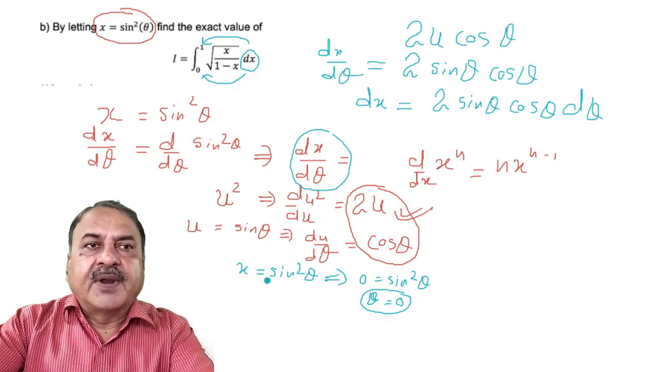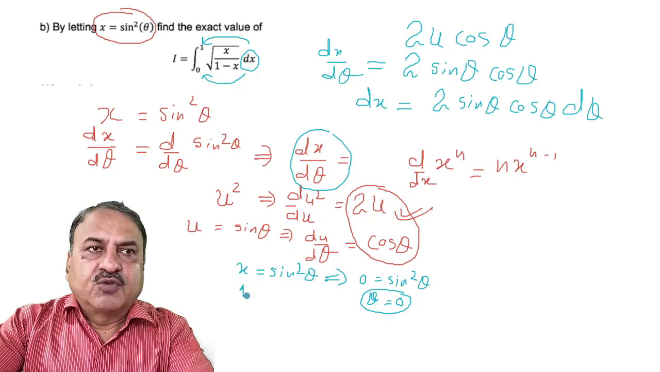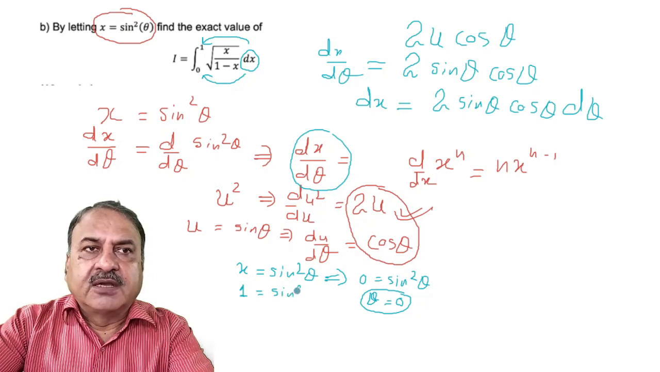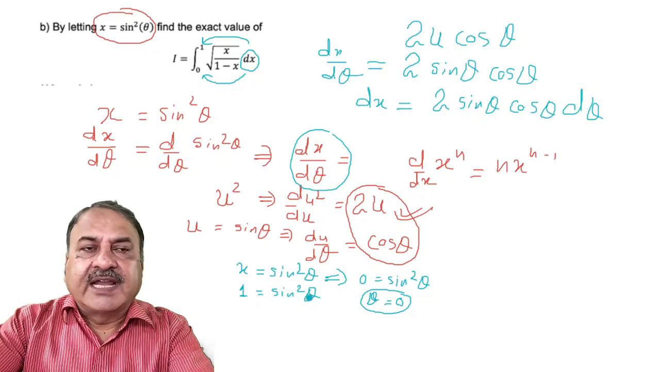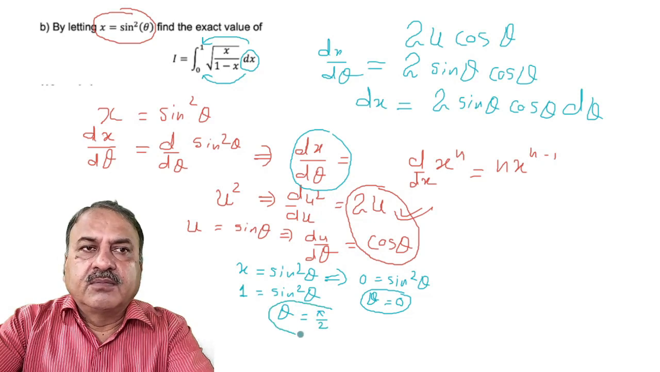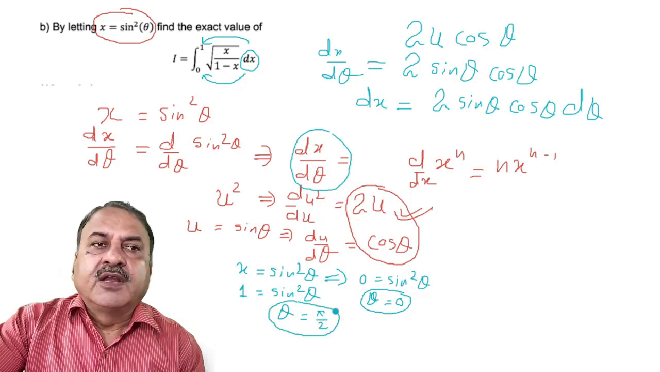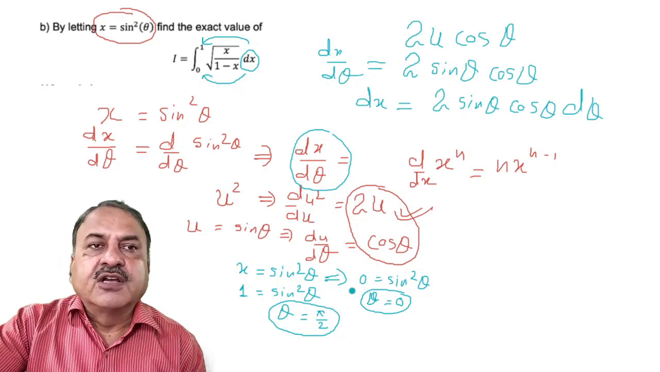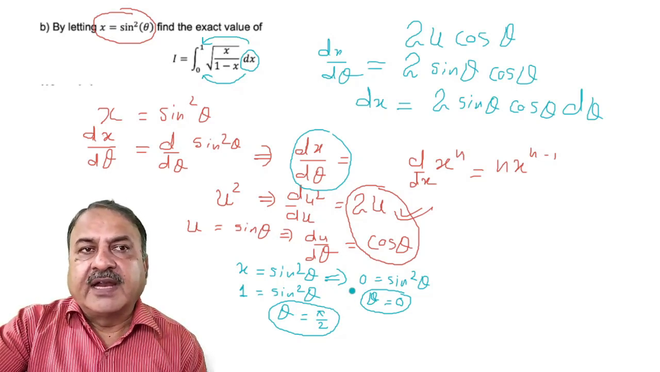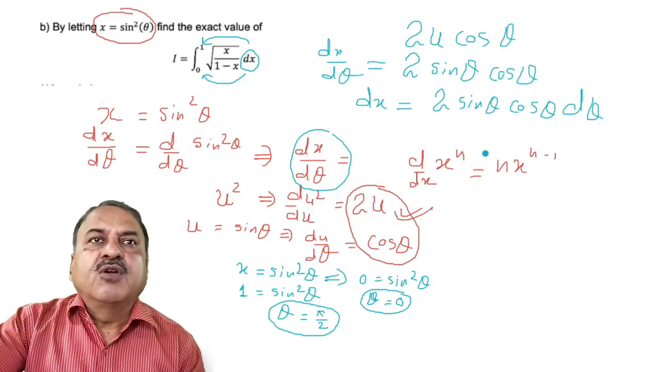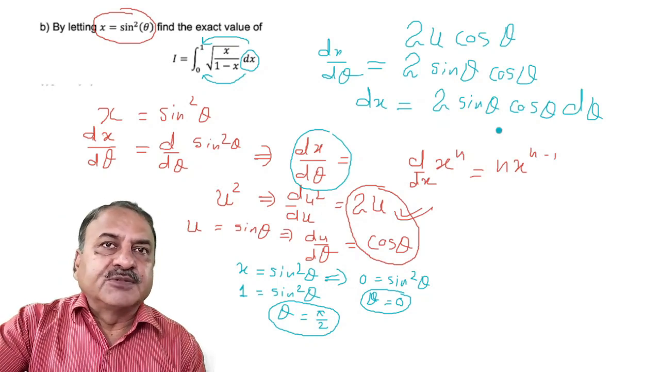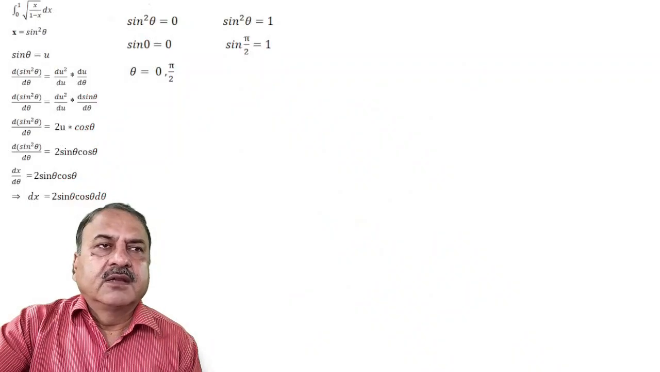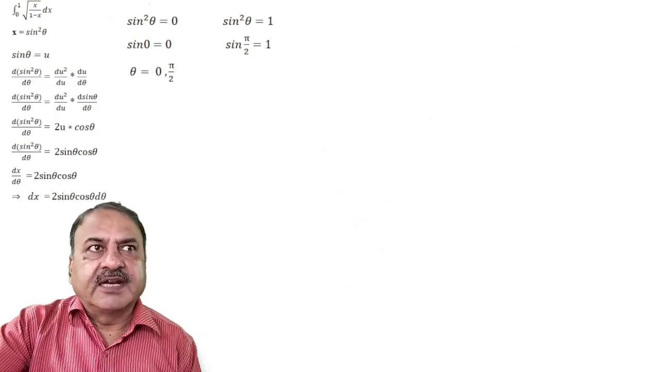Let's consider the upper limit. Upper limit is 1, so 1 equal to sine square theta. And we know that sine pi by 2 is 1, so theta equal to pi by 2. We are dealing with non-negative numbers. That's why we got theta equal to 0 and theta equal to pi by 2. Now we have to plug in these values into our integration. Let me put these steps on the board. So this is what we have done so far. Let's move on.